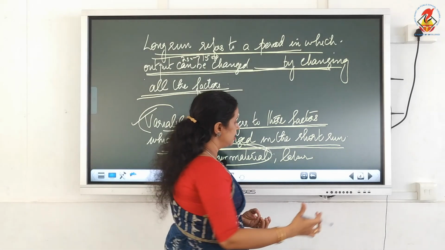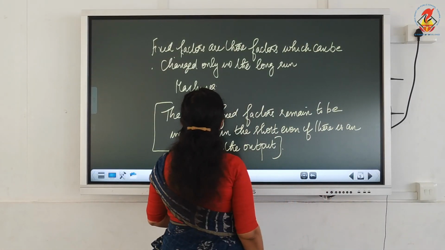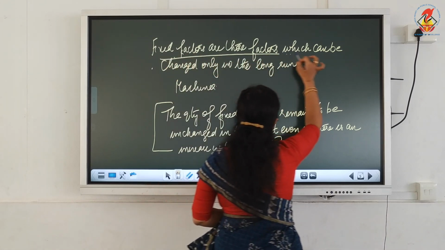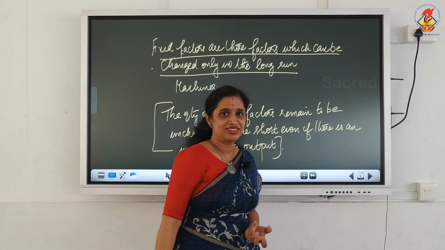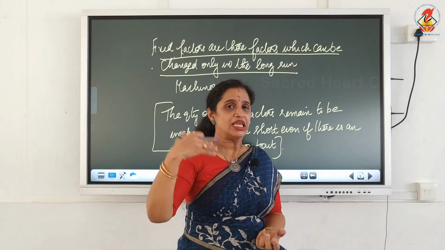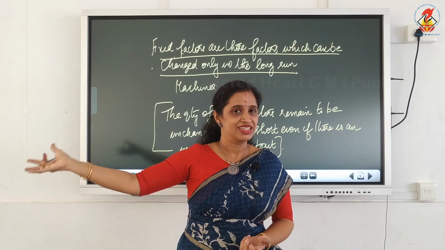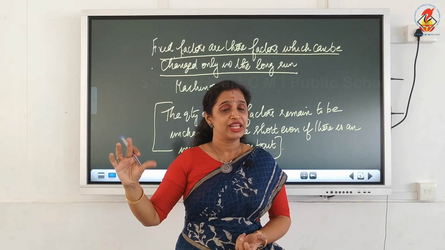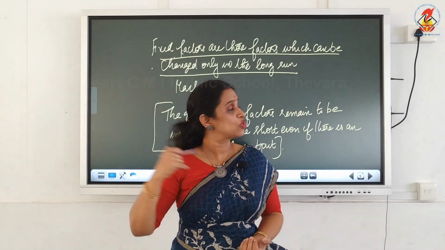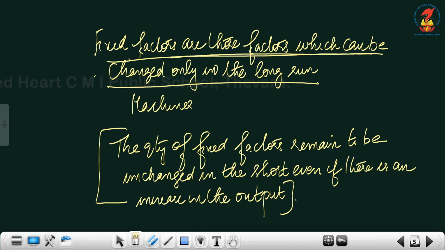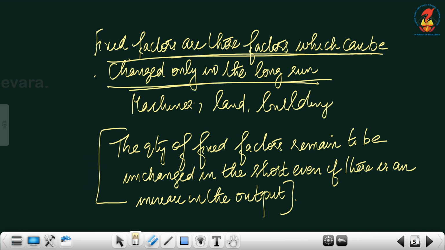And next one is fixed factors. Fixed factors are those factors which can be changed only in the long run. Definitely. Building can be increased only in the long run. New area of land can be purchased only if the production has to be increased. So once again, fixed factors are those factors which can be changed only in the long run. For example, machines, land, building, etc.